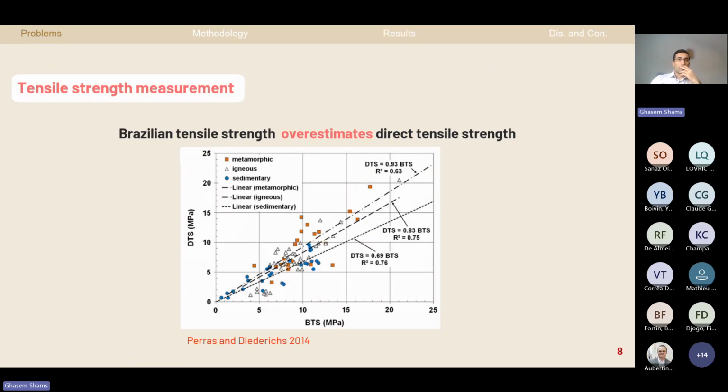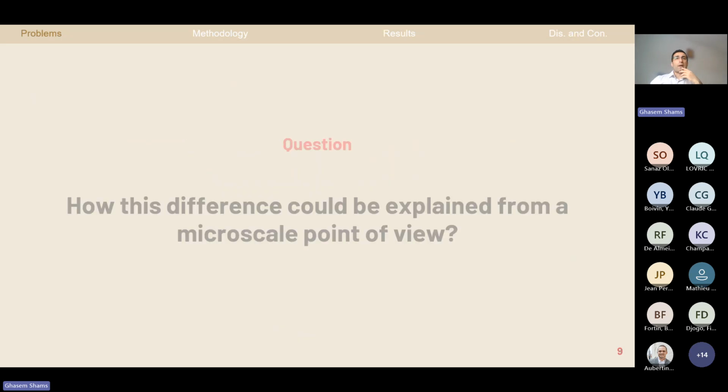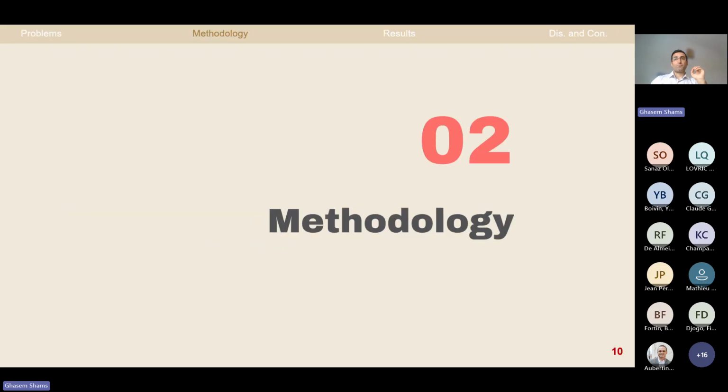For example, this is a graph based on different studies from Pratt and Dietrich that shows Brazilian tensile strength for metamorphic, igneous, and sedimentary rocks overestimate the direct tensile strength. Yes, we know this up to here, but we don't know why. It's the question that I try to answer. How can we explain this difference between tensile strength obtained from direct tensile test and Brazilian tensile test, especially from a macro scale point of view? This is the core question of my research.